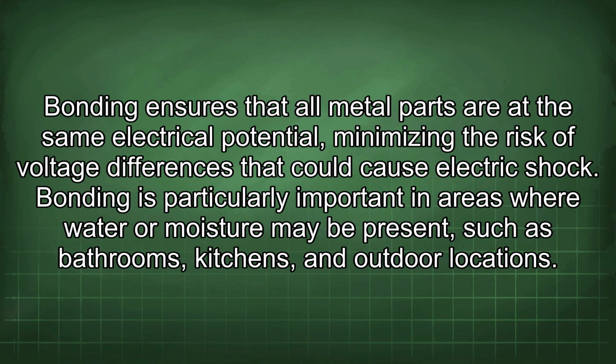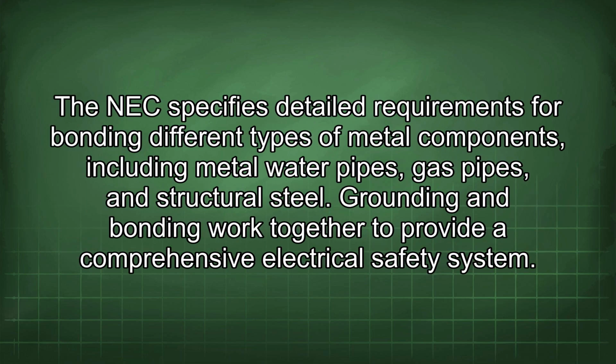Bonding ensures that all metal parts are at the same electrical potential, minimizing the risk of voltage differences that could cause electric shock. Bonding is particularly important in areas where water or moisture may be present, such as bathrooms, kitchens, and outdoor locations. The NEC specifies detailed requirements for bonding different types of metal components, including metal water pipes, gas pipes, and structural steel. Grounding and bonding work together to provide a comprehensive electrical safety system.